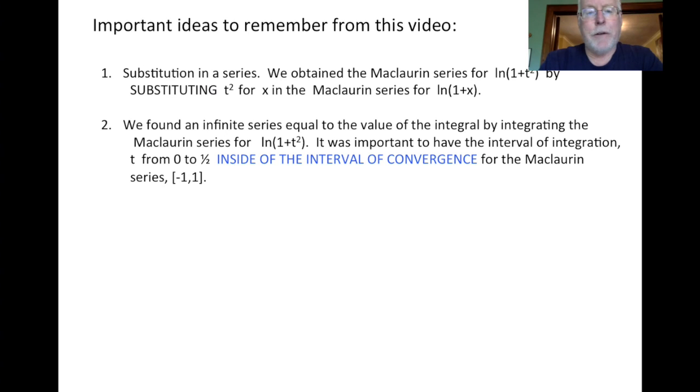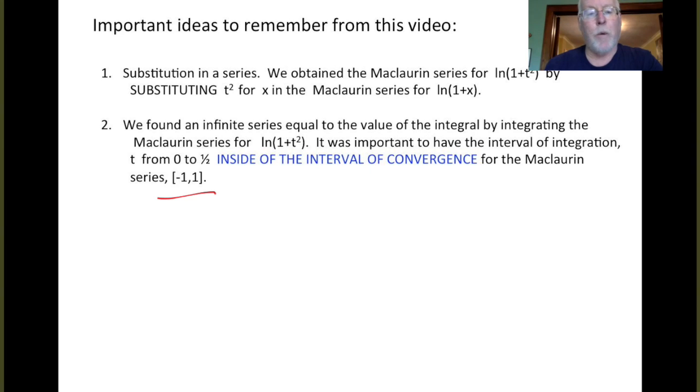We had to be careful of the interval of convergence. Once we got the series for log of 1 plus t squared, we saw that it converged for t between -1 and 1. Since our integral went from 0 to 1/2, and that was inside the interval of convergence, we knew that we could use the series in working out the integral. If the integration interval had gone outside the interval of convergence, we could not have used the series to do the integral.